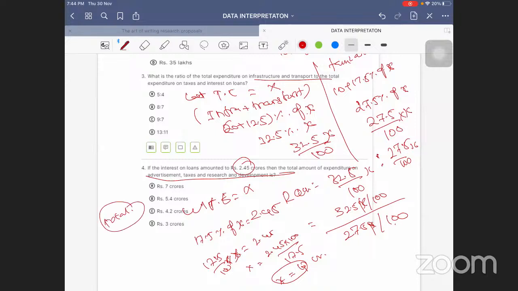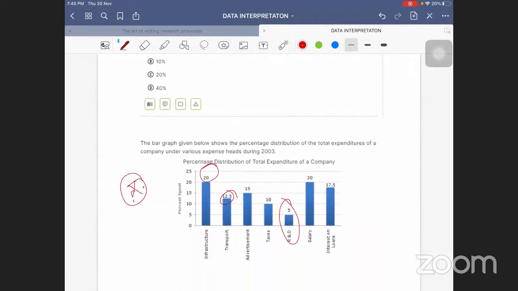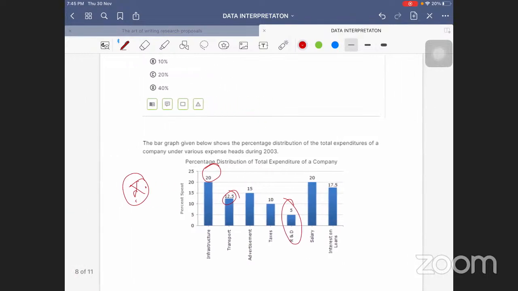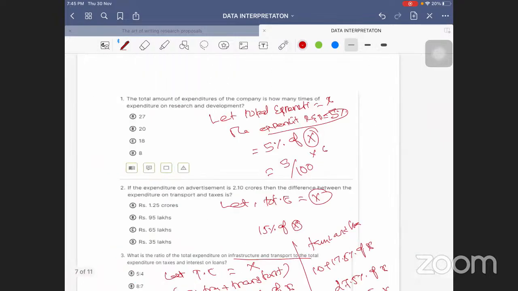So from the total expenditure, there is expenditure on advertisement, taxes and research. So advertisement 15, taxes 10, 25, and what are the other things? Development is 5. So 10, 15, totally 30.